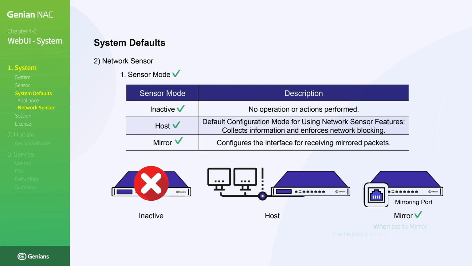Mirror mode. When set to mirror, the network sensor collects and controls traffic through its interfaces based on the operational mode settings. As explained earlier, for the network sensor to perform actual network information collection and control, the sensor's operating mode must be set to enforcement.